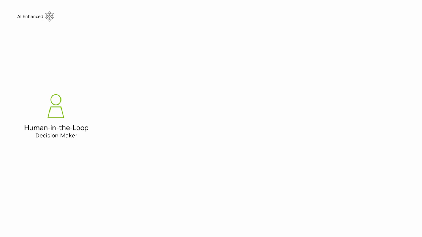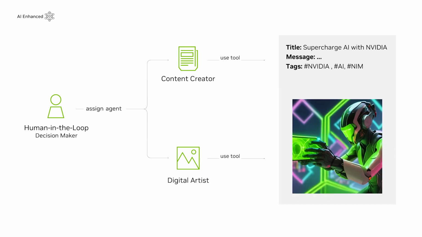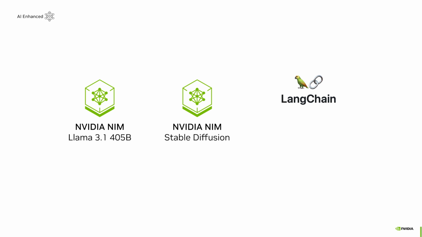Let's get started. Imagine you're a social media manager for a company launching a new product. To create a social campaign, you'll need two AI agents, one for content creation and another for digital graphics. The content creator agent can help with promotional messages and generating hashtags, while the digital artist agent designs visuals for your social posts. You'll need a NIM for the content creator agent, a stable diffusion model for the digital artist agent, LangChain to orchestrate the workflow, and Gradio for user interaction.